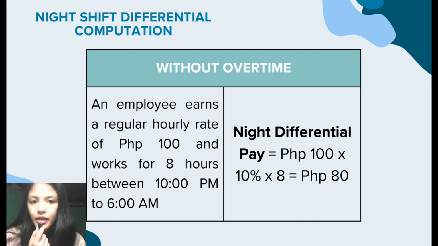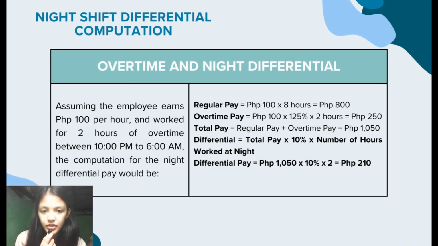So here's an example in the scenario without overtime. An employee earns a regular hourly rate of 100 pesos and works for 8 hours between 10 p.m. to 6 a.m. So in computing the differential pay, we have to multiply the hourly wage, which is 100 pesos, times the differential rate, which is 10%, times the hours rendered, which is 8 hours. And the night differential pay for this example is 80 pesos.